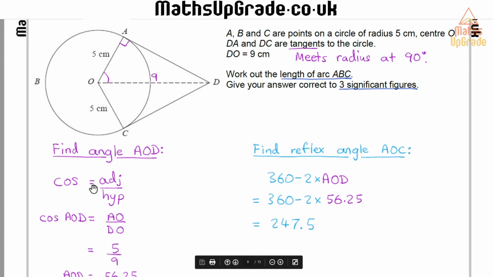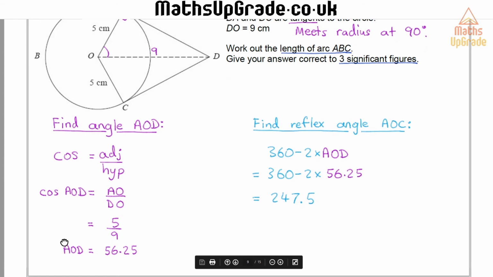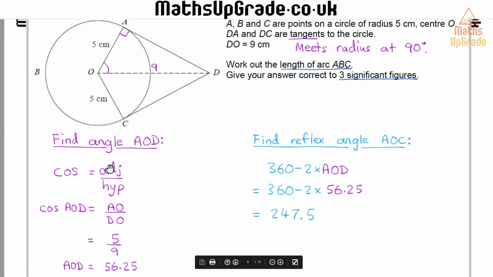So cos is adjacent over hypotenuse. The cos of this angle is AO over OD, which is 5/9. Shift cos would give me 56.25 degrees. So angle AOD is 56.25.